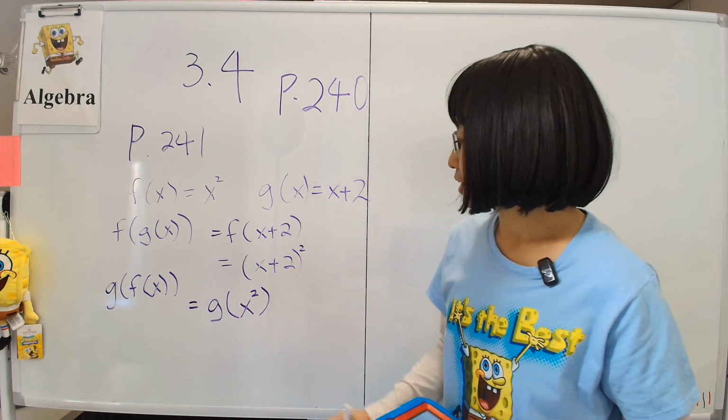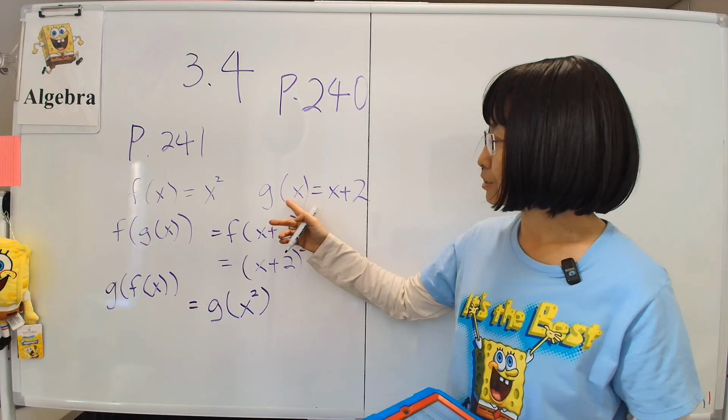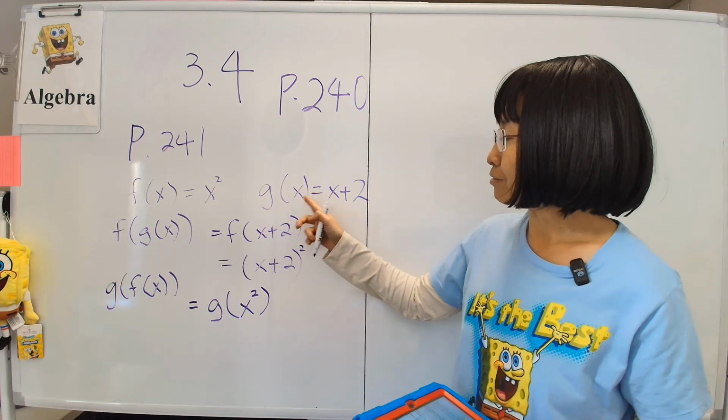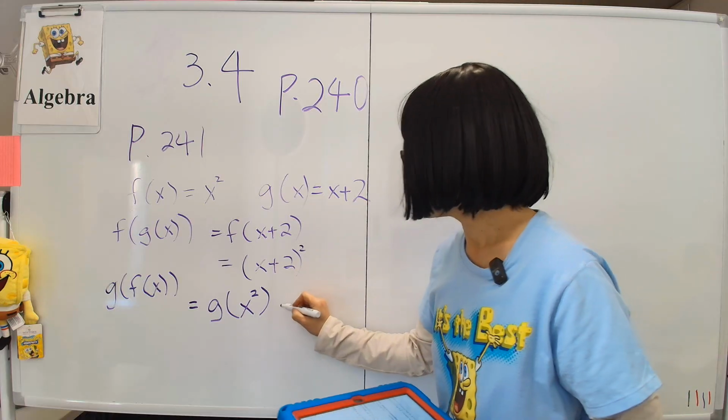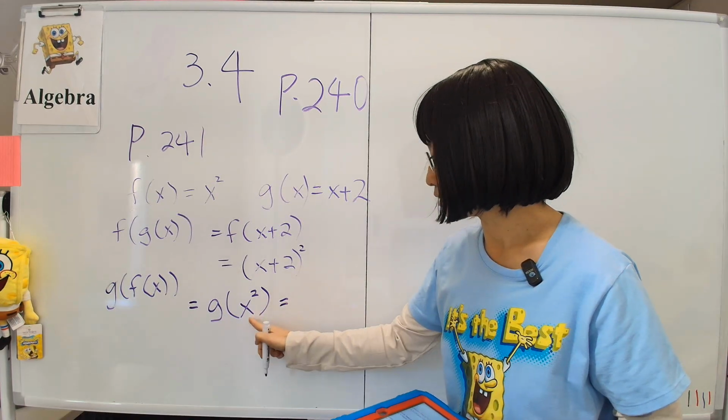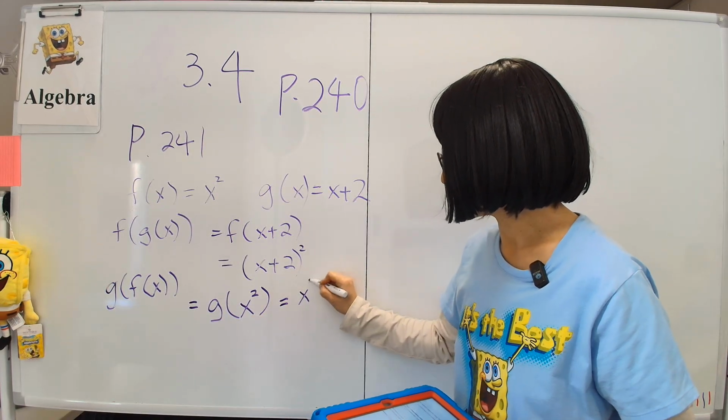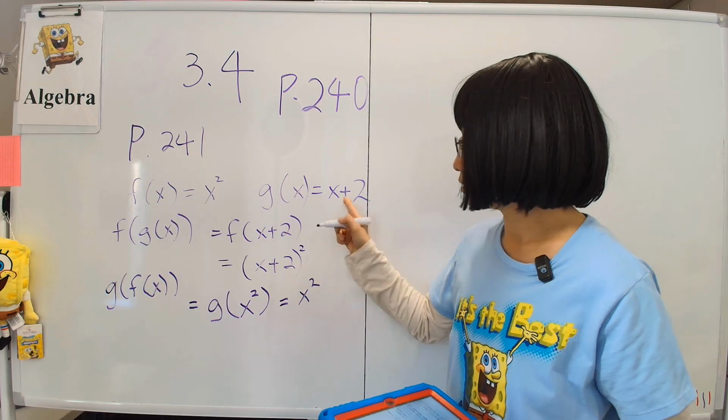And then the next step is you follow the instructions. What does g do? Well, g will take the input and add 2 to it. As a simple function, that's all it does. So that equals: take the input, which in this case is x squared, and then add 2 to it.